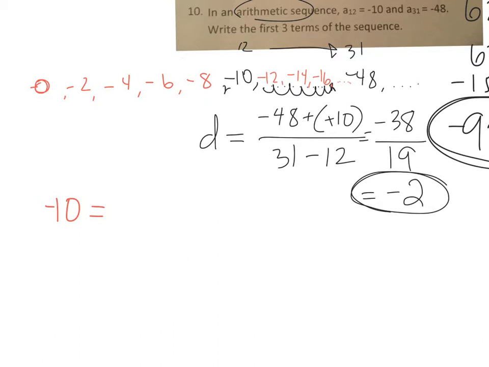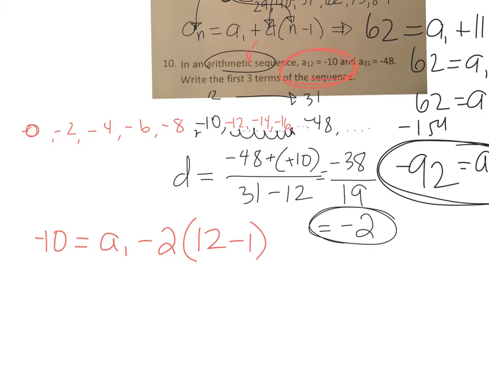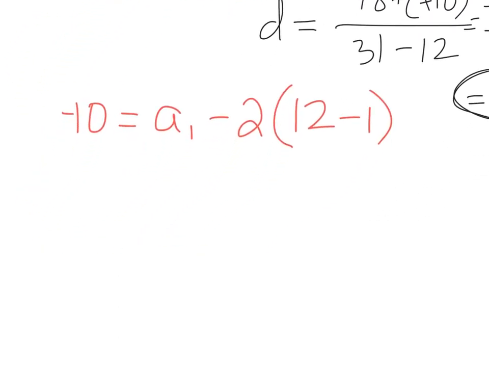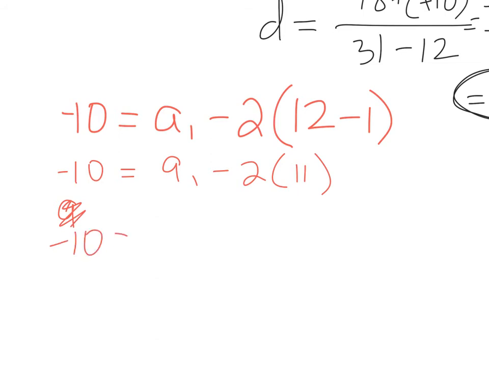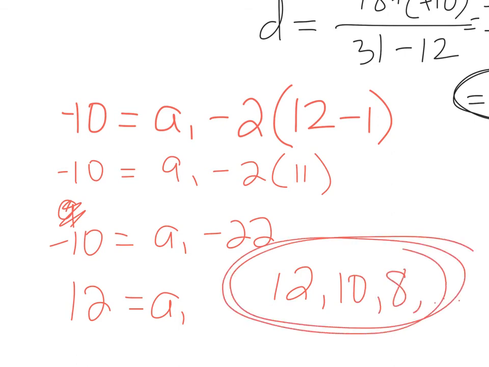So the 12th term is negative 10, and we're going to find the first term, with a difference of minus 2, and that's the 12th term minus 1. So I'm using this number right here with an n value of 12 and an a sub n of negative 10, and I'm going to solve this for a sub 1. Minus 2 times 11, negative 10 is minus 22. So that means the first term of the sequence is 12. So we have 12, and then 10, and then 8 are the first three terms of this sequence.